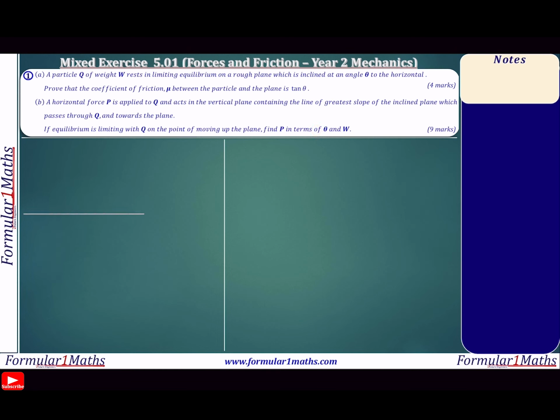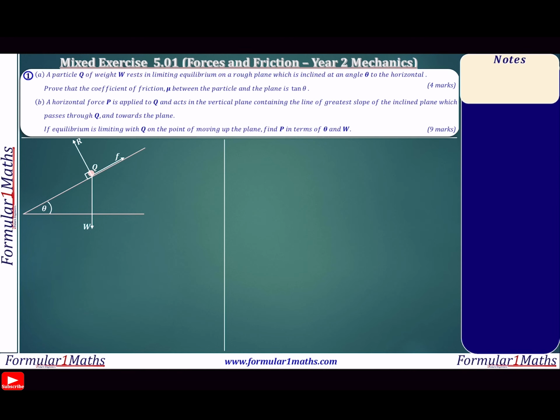This is a horizontal and this is a plane which is inclined at an angle theta to the horizontal. And this is the particle Q which has a weight W which acts downwards as follows. Because the particle rests on a plane, there will be a normal reaction R which is perpendicular to the plane. The particle is said to be in limiting equilibrium. That means friction will be acting. And normally, the component of the weight will act down the plane, and that means friction will act up the plane as follows. So these are the three forces acting on the particle Q.